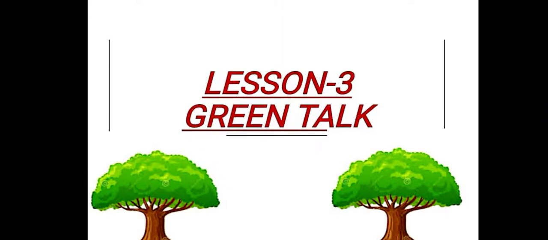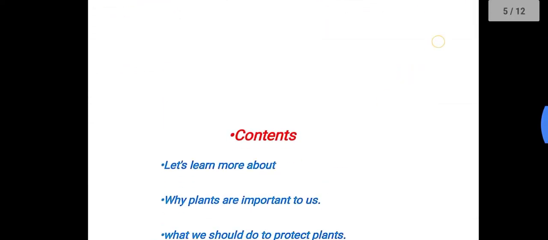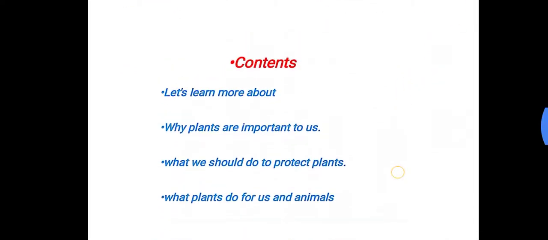So let's start the lesson 3, Green Top. The contents. Let's learn more about why plants are important to us, what we should do to protect plants, and what plants do for us and animals. Children, these 3 points we will learn one by one.